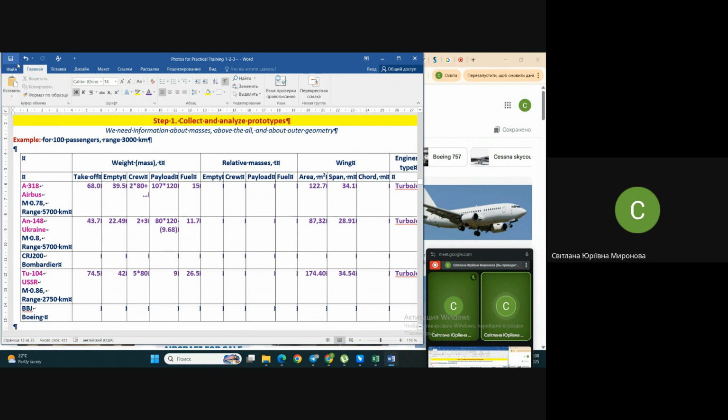So Airbus A318, Antonov 148, but it appears that it's less than necessary. It's around 80 passengers only. Next one is Antonov 158. In this meaning, it's for 102 passengers. But I have not found much information about it. What kind of information we need, we will see.